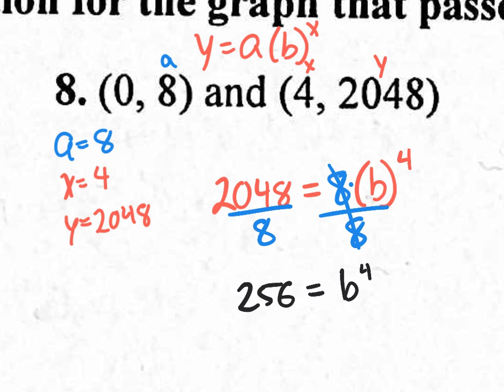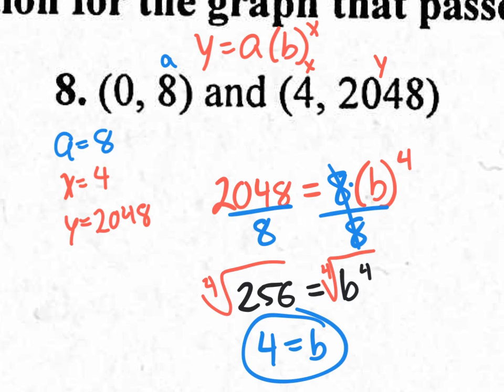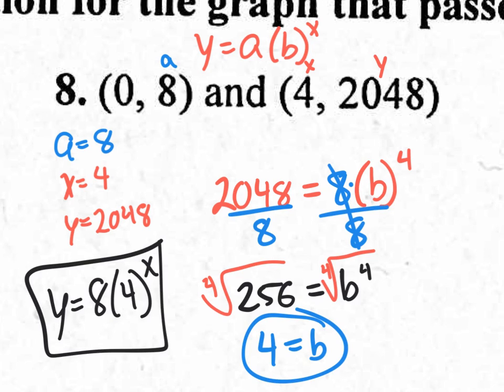How do I get rid of a 4th power? With the 4th root. And what I do to one side, I do to the other. Now, hopefully on a calculator, the 4th root of 256 is a nice number. Is it 4? Okay. So the answer is 4. That is b. Now, that's not the actual answer. They want you to write an equation that passes through these points. And here's our equation setup. y equals a. a is 8. The base, we just found out, is 4 to the x power. So your answer is y equals 8 times 4 to the x power. That's our answer for number 8.